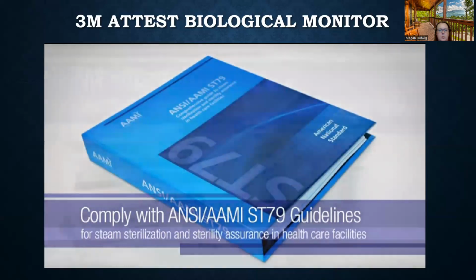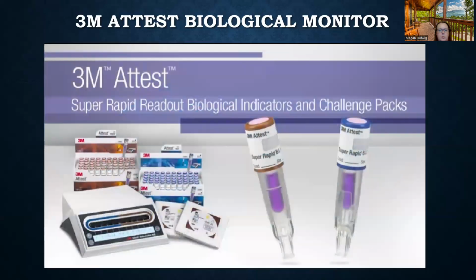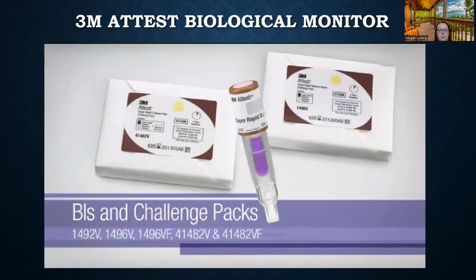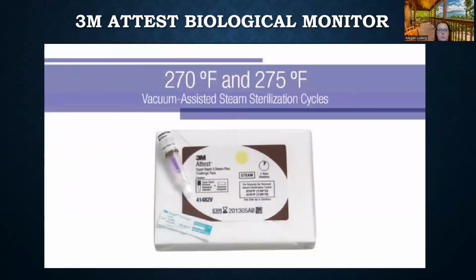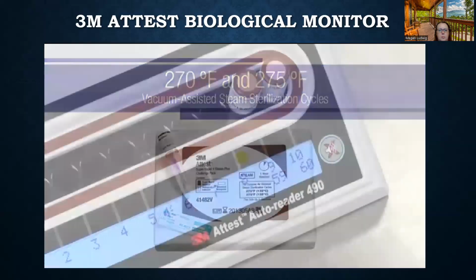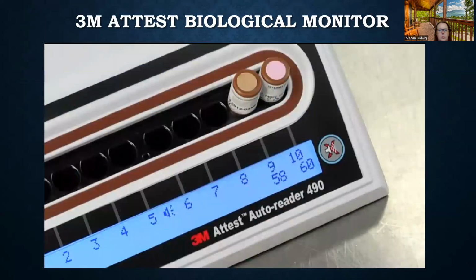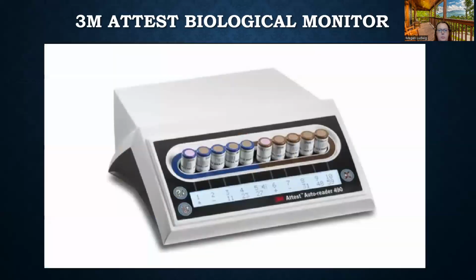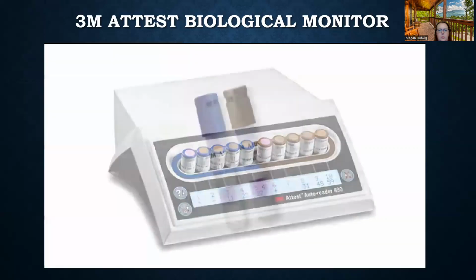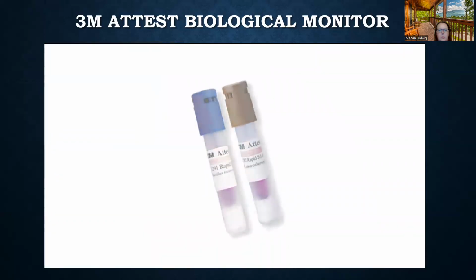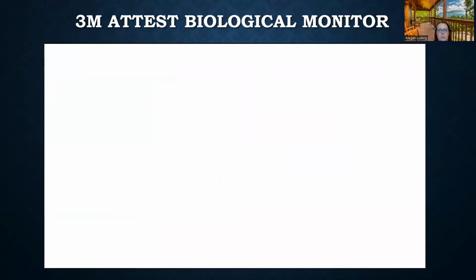The 3M Attest Super Rapid Readout Biological Indicator System includes biological indicators and challenge packs. 1492V brown cap BIs and associated challenge packs monitor 270 degree and 275 degree Fahrenheit vacuum-assisted steam sterilization cycles. The system also includes the 3M Attest Auto-reader 490, designed to incubate and automatically read the results of 3M Attest Super Rapid Readout BIs. Other biological indicators are not compatible and cannot be used with this auto-reader.